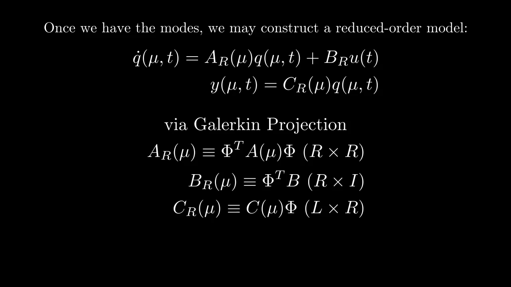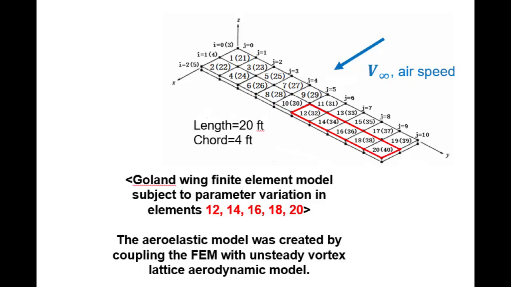To see the dynamic eigen decomposition in action for a parametrically rich reduced order model, consider an example from aeroelasticity, the study of interactions between structure and aerodynamics, important to designing, analyzing, and testing aircraft structures. The Goland wing we modeled using a finite element and coupled with the unsteady vortex lattice aerodynamics for aeroelastic simulations. For parameter variations, we consider 5 parameters in 1/4 of the wing as shown in red.